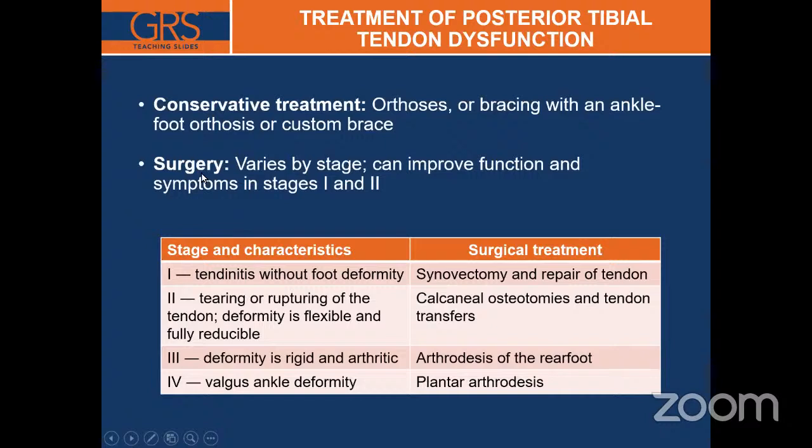As I've mentioned before, this deformity has stages: stage 1, 2, 3, and 4. In stage 1, there is only tendinitis, but without deformity. The patient will come symptomatic, with pain in the foot, but without any deformity that you can elicit during the examination. The treatment here is synovectomy and repair of the tendon. Stage 2 is tearing or rupturing of the tendon. The deformity is flexible and fully reducible, and the surgical treatment will be calcaneal osteotomy and tendon transfers.